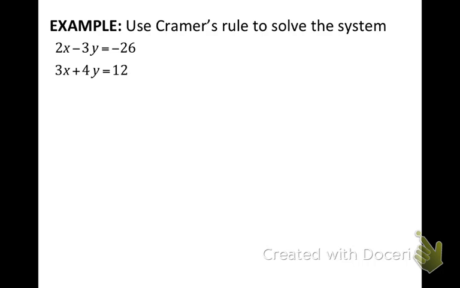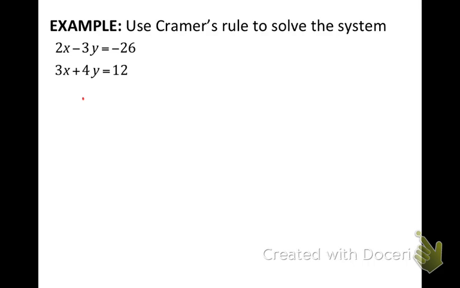Can we solve it by graphing? Sure. Can we solve it by elimination? Sure. Can we solve it by substitution? Sure. Can we solve it by row operations? Sure, we could. Yep, we could graph it using your x and y intercepts would be a smart move. But we're going to use Cramer's rule.